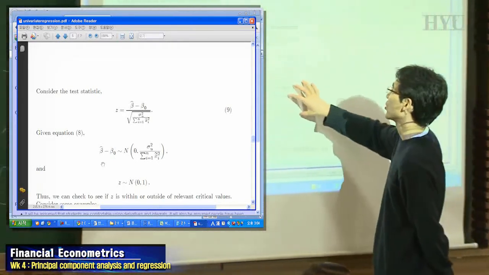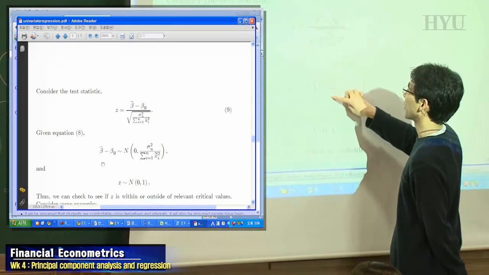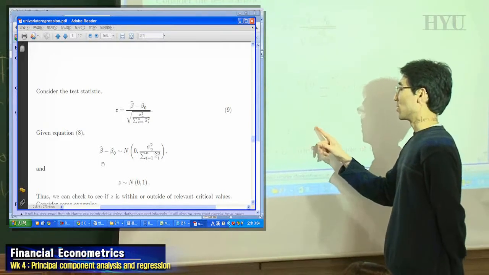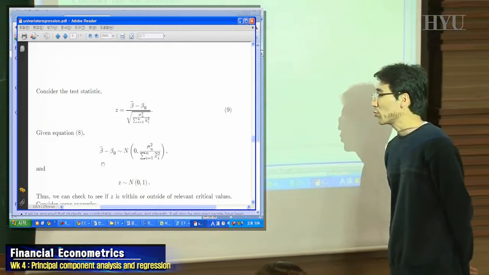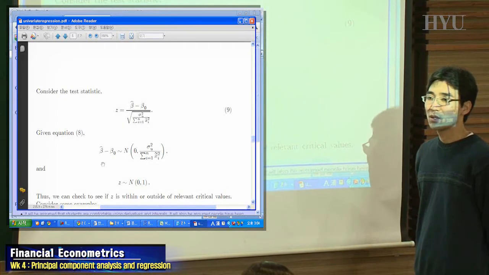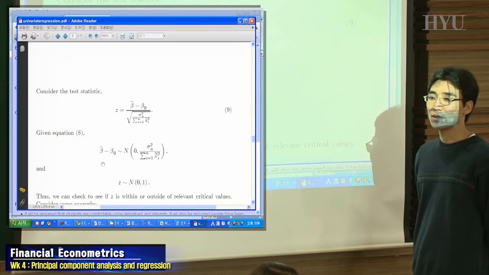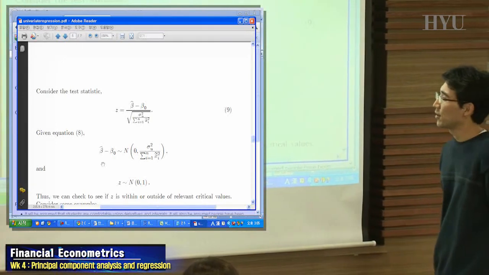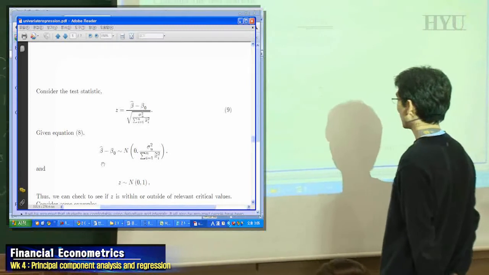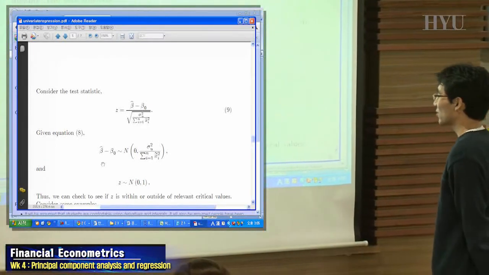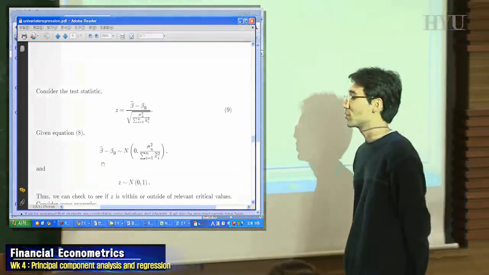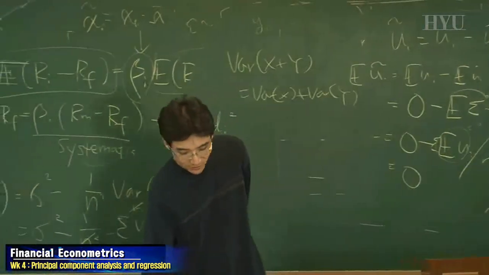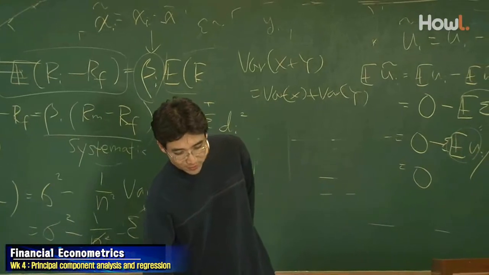Since we have this relationship, this is the standard deviation, and this is the variance. If we divide this one by this one, then Z is drawn from a standard normal distribution. Now we can check to see if Z is within or outside of the relevant critical values. Critical value. Let's consider some example.